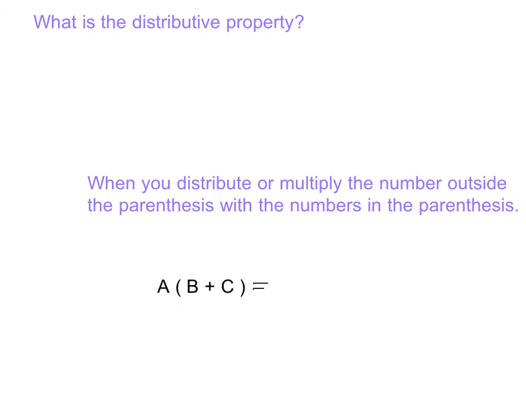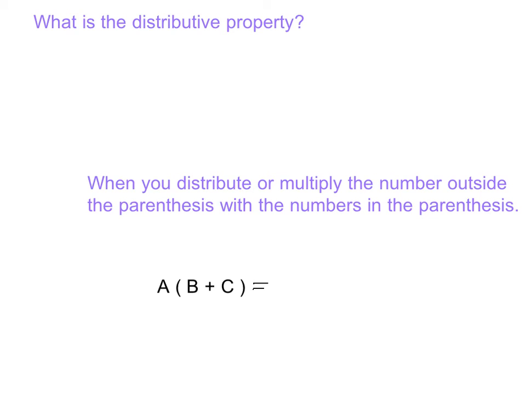This is Gecko Math 2.2, and today we're going to talk a little bit about the distributive property. So what is the distributive property exactly? Well, you need to look at the word distribute or distributive itself. Distribute means to kind of hand out, or to give to, or to join up, if you will, or to pass through. And when you distribute or multiply a number outside of a parentheses, like the letter A, you distribute that through with the other numbers inside the parentheses.